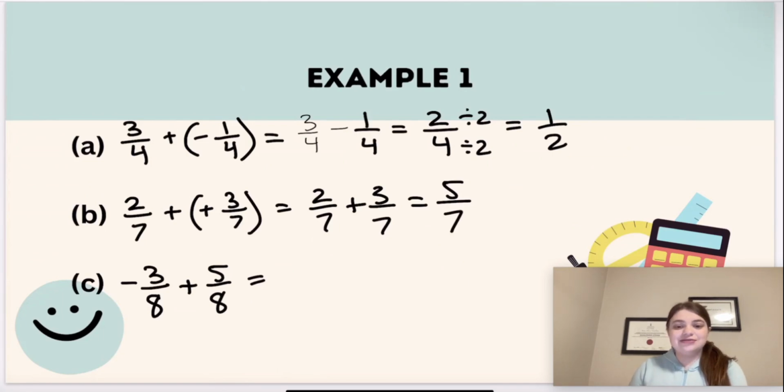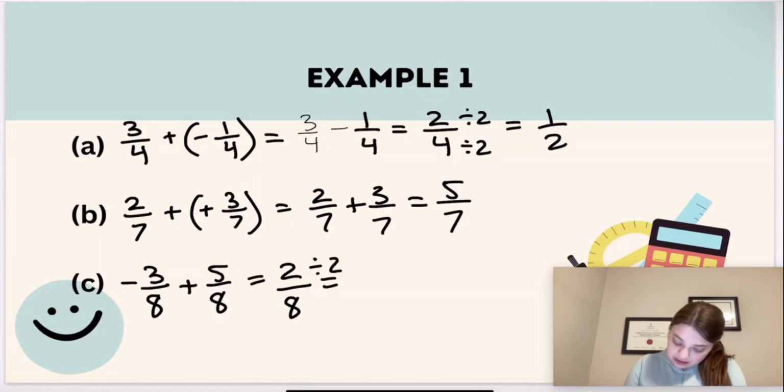Last but not least, we have -3/8 plus 5/8. For this one, we'll add the numerators. So 5 plus -3 is the same as 5 minus 3, so that's going to be 2. And then the denominator stays the same. That will be 8. Now if we divide the numerator and denominator by 2, we get that 2/8 is equal to 1/4. And so therefore, the overall answer is 1/4.